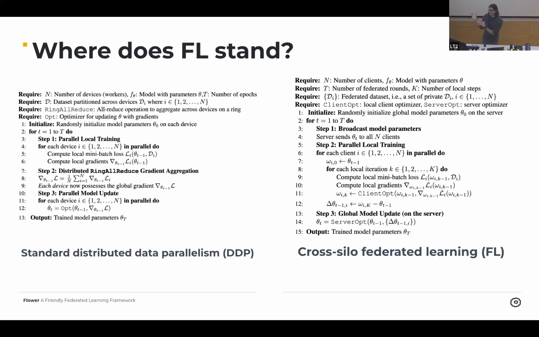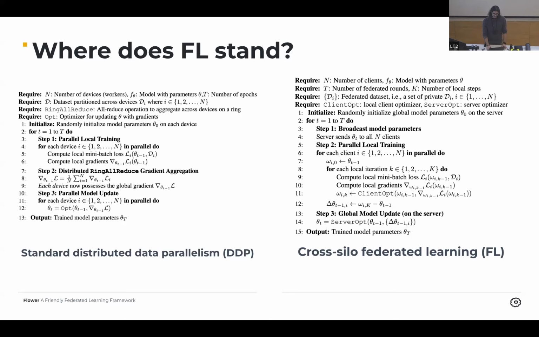Now, this is also the origin of the communication efficiency of federated learning, right? Because if we put them on par in the amount of work that they do, federated learning will certainly communicate a number of times less, dependent on the number of local steps that we perform, okay? So this is the origin of the communication efficiency of federated learning itself.